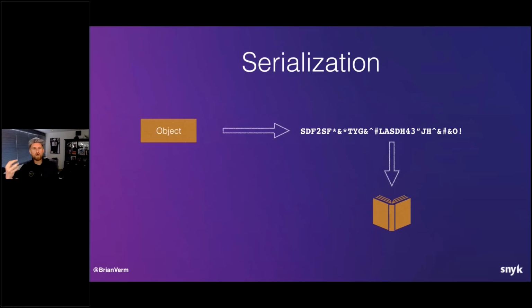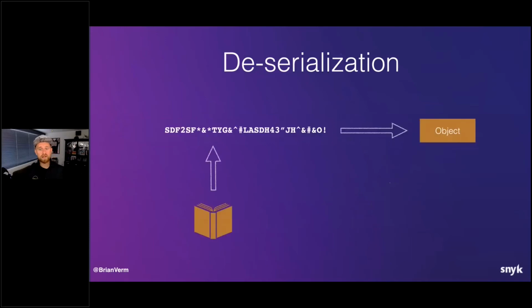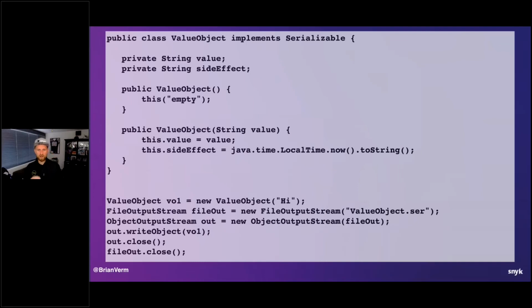Take an object, transform it to a byte stream so we can store it on a disk or send it over the line to another system. Deserialization is literally the other way around: we have a byte stream from storage, in a file or from the network, and we transform that back into an object. All good. Now we have a code example.